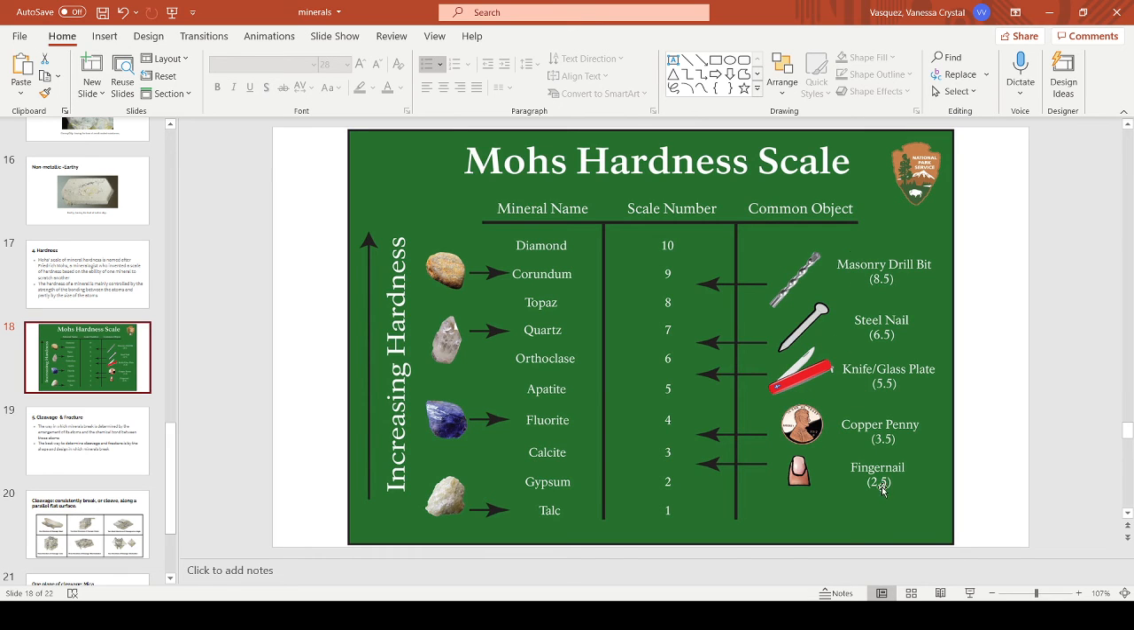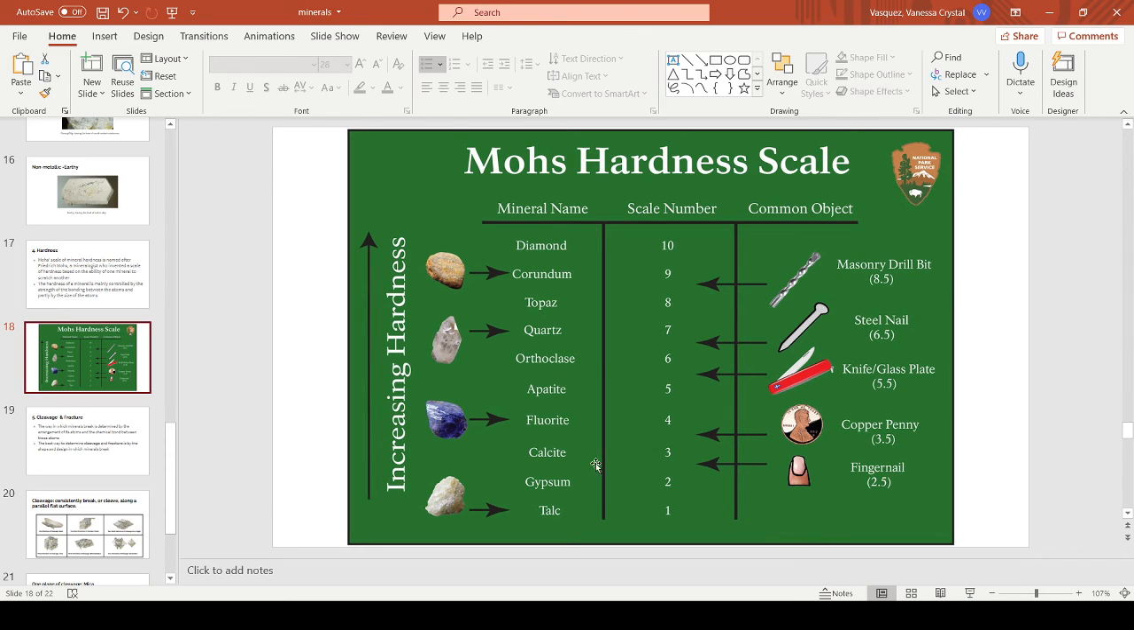On this slide, this is talking about what types of objects can scratch these minerals, or the hardness level that is able to scratch the minerals. For fingernail, the fingernail has a hardness level of 2.5, so the fingernail can scratch gypsum and talc. So if you ever have a mineral and you're outside and you can scratch it, you'll know that the mineral has a hardness level below 2.5.